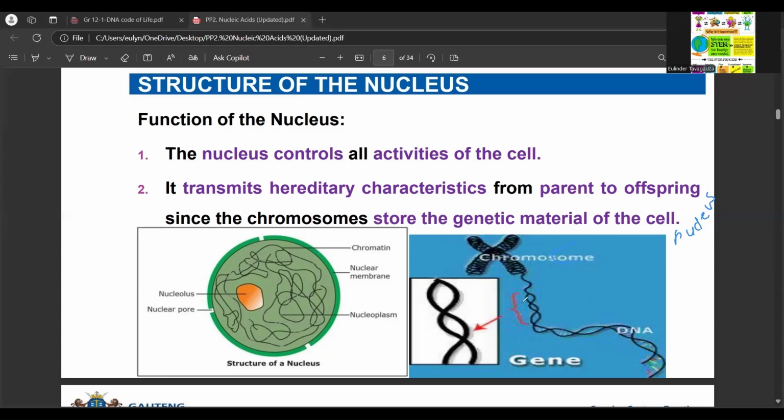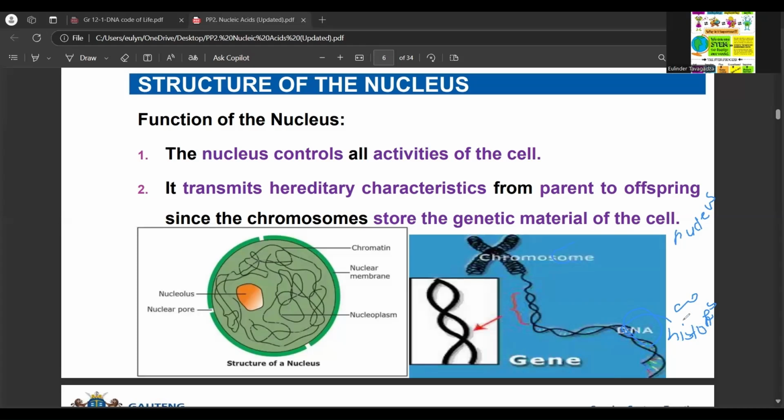If you see this diagram, again, we're talking about the DNA here. This chromosome consists of a DNA molecule. The DNA molecule is coiled around proteins. There are proteins here. It's coiled around proteins called the histones.